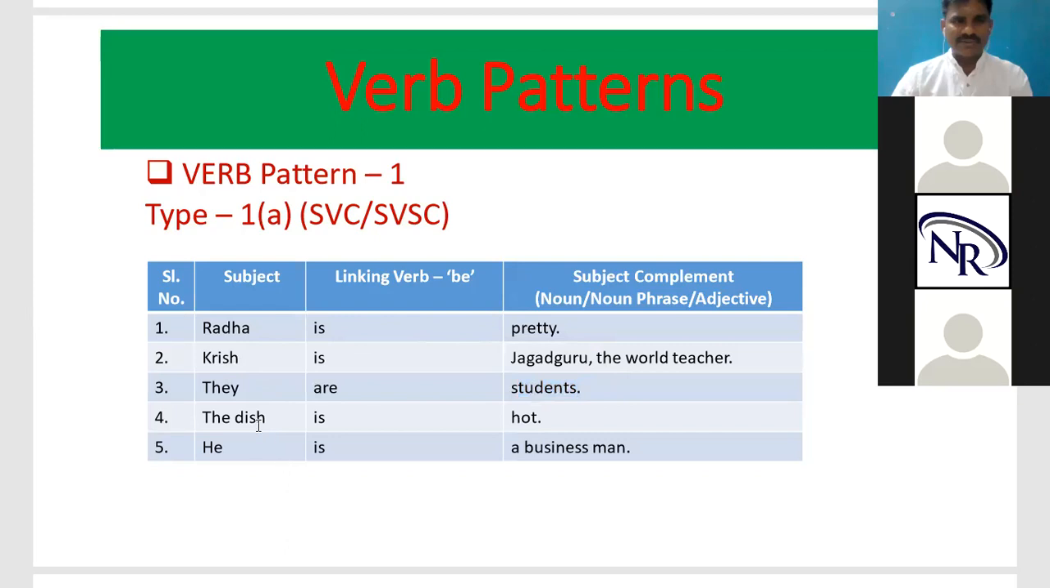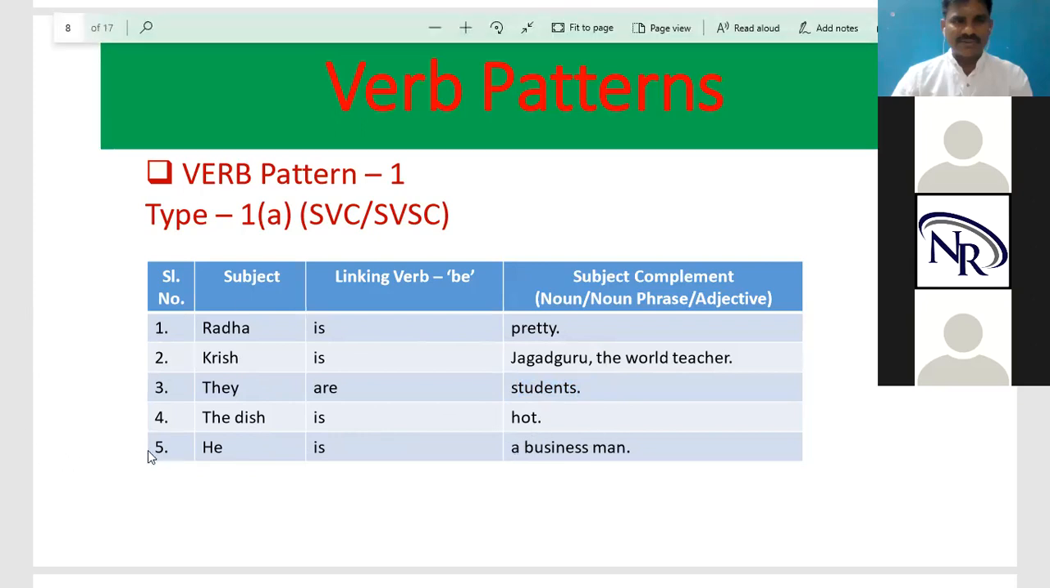The dish is hot. What is hot? The dish. Hot is the subject complement here. He is a businessman. Who is a businessman? He. So he is the subject, and a businessman is the subject complement. This is one type: subject plus linking verb plus subject complement.